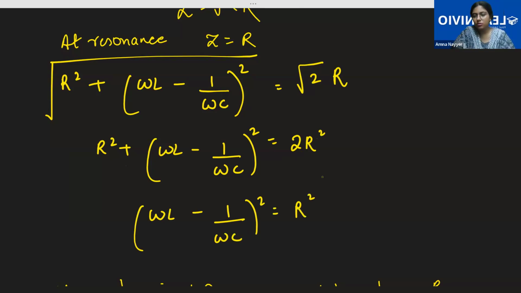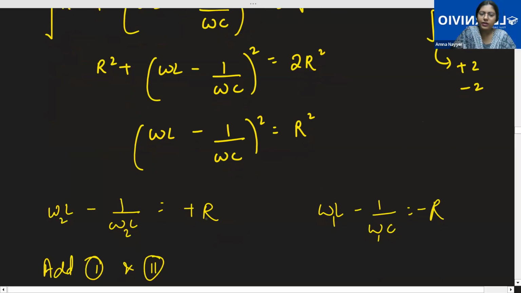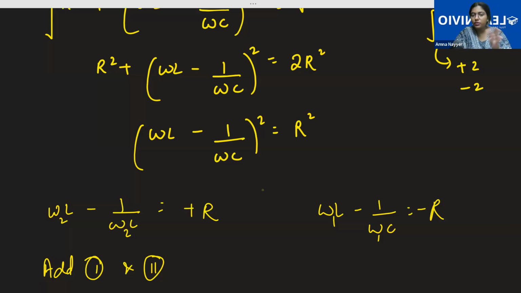Now see, I hope you know whenever you take the roots, let's say 4 is there, when you take the roots, it will be plus 2, minus 2. Actually, when we take the roots, one is positive, one is negative. So here also the root values will come out to be one positive R, one negative R. So since we have two frequencies on either side of the graph, we take one as 2, another one as 1. So omega 2 L minus 1 by omega 2 C is equal to plus R. Omega 1 L minus 1 by omega 1 C is equal to minus R.